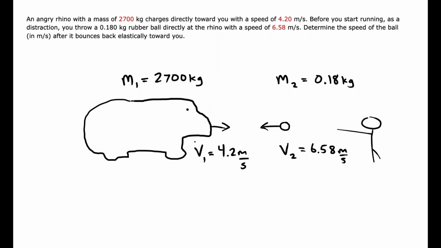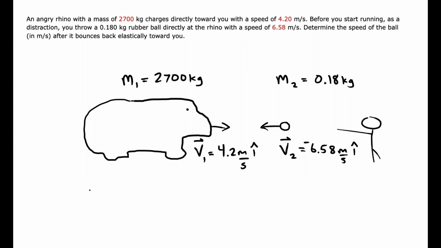So I'll call this one 4.2i, so he's going to the right, whereas this guy can be negative 6.58i, showing that he's going to the left. That's going to be important in the calculations.